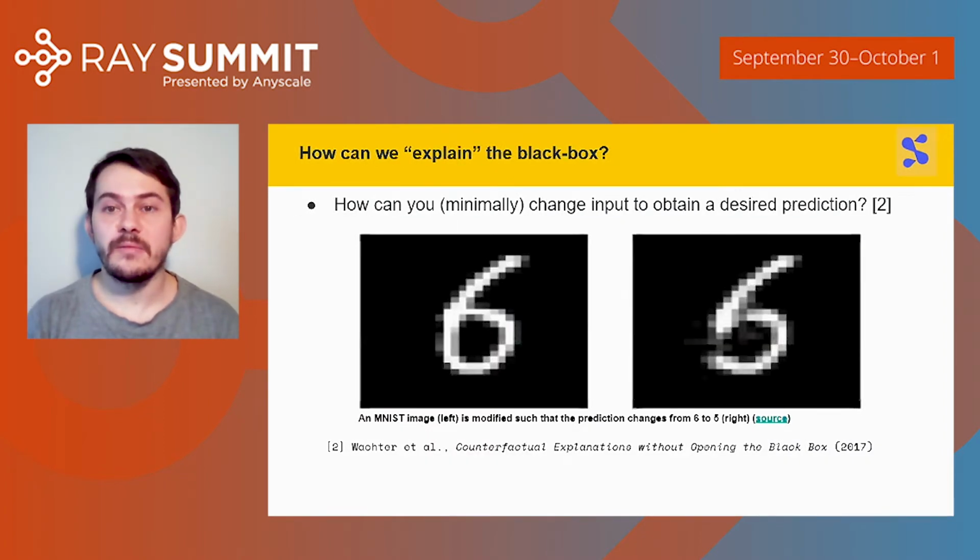Another way to explain a model is to search for an input that differs from our original input as little as possible, yet yields a desired prediction. As an example, you can see on the left a digit that was correctly classified by a convolutional neural network. And on the right, I'm showing that changing that image ever so slightly can lead the model to predict its digit 5. And this type of explanation is called a counterfactual.